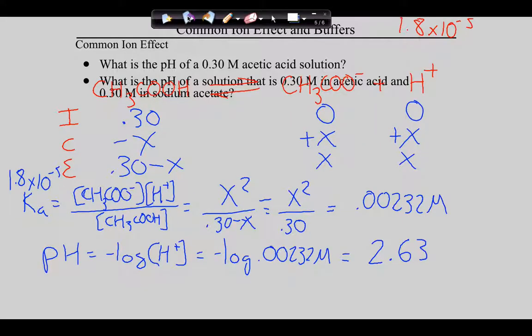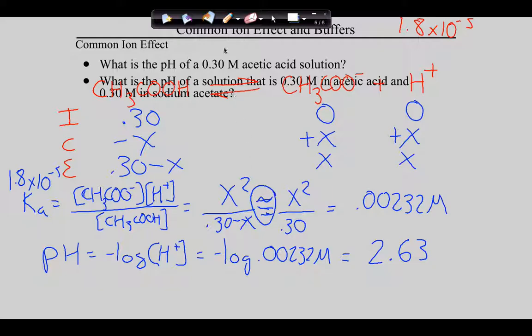Okay, go back here. What allowed us to do this, and what did we do? We got rid of the minus x, and it's because of the Ka value, but what was the logic behind us getting rid of the minus x? It's insignificant compared to what? The initial concentration. Guys, watch, this is important. This x represents the amount of acetic acid that falls apart. And relative to 0.3 molar, it's a rounding error.